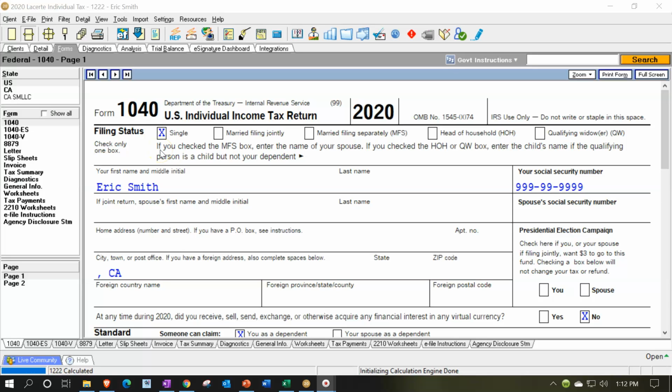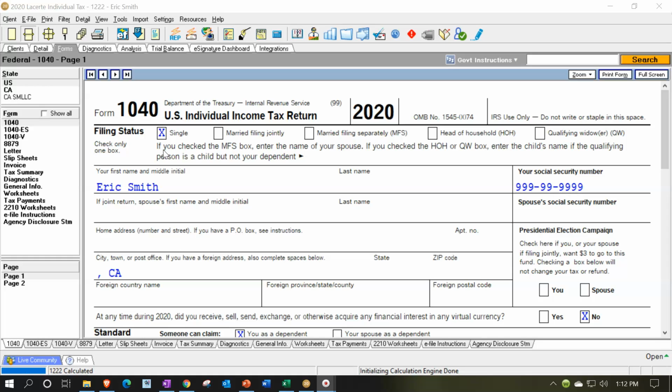Here we are in our Lacerte tax software. You don't need the tax software in order to follow along. We're going to be populating the 1040. The tax software will help us to do that more quickly, entering the data input, testing out different scenarios, jumping back and forth from the data input over here to the tax return.